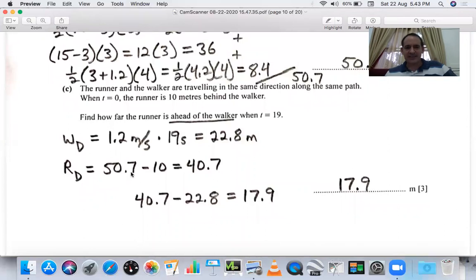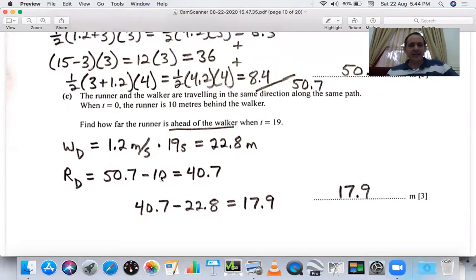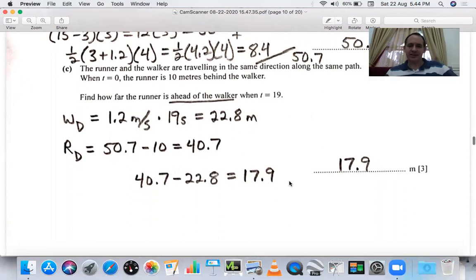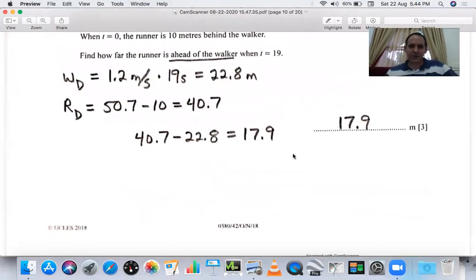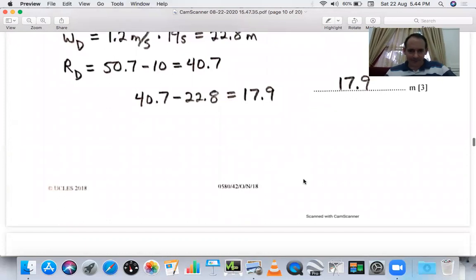So it's 50.7, but we need to subtract 10 because the runner is 10 meters behind the walker. So that means that we subtract 10 to put them at the same starting point, and then the runner is 40.7 meters. And then how far is the runner ahead at the end of the 19 seconds? You subtract the two, so the runner is ahead by 17.9 meters. So be careful on that. 10 meters behind, you have to subtract the 10 meters from the runner.